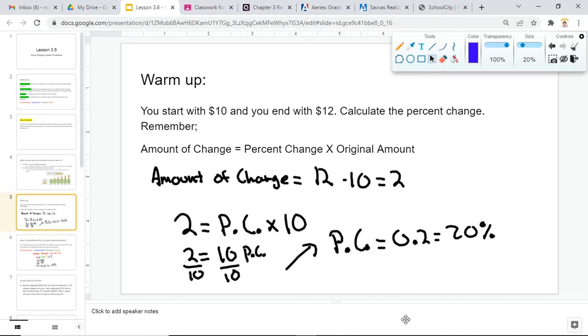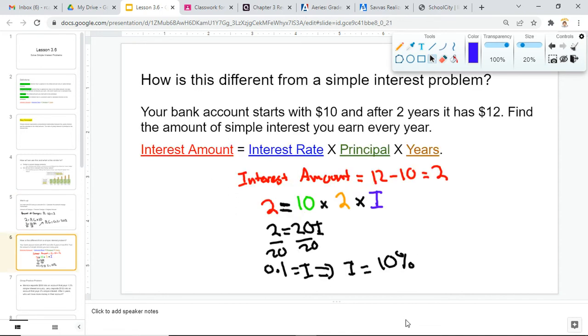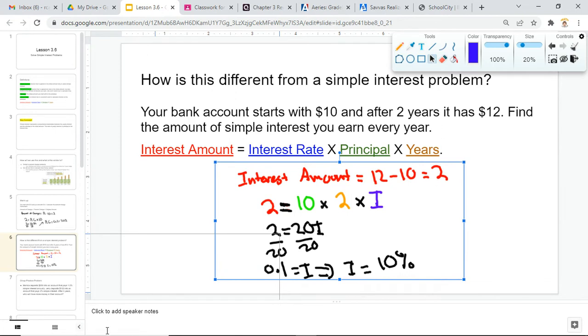So percent change, again, is very similar to what we're going to do for simple interest here. So let's practice something with simple interest. Your bank account starts with $10, and after 2 years, it has $12.